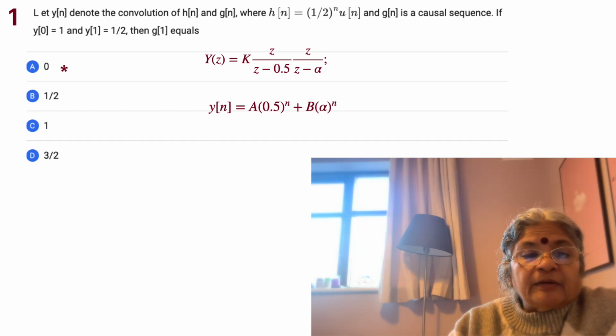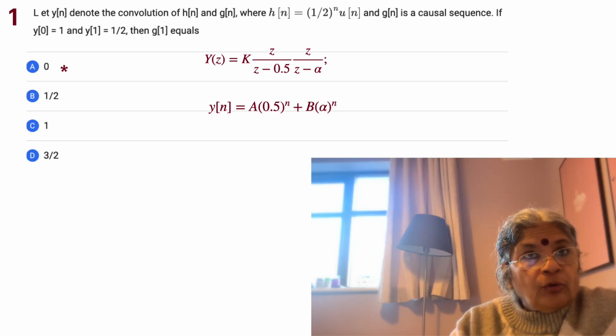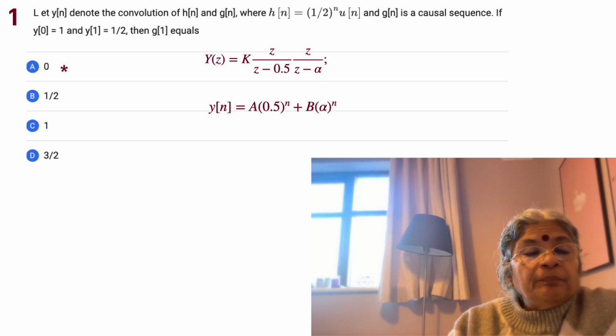Here we are given h[n] equal to (1/2) raised to n. This is a sequence whose magnitude starting at n equal to 0 is one, and then it continues to reduce. It's a right-sided signal as signified by u[n]. And g[n] is a causal sequence, which means that this is also right-sided. If y[0] is equal to 1 and y[1], that is at n equal to 1, is equal to half, then what is the value of g[1] is what is asked.